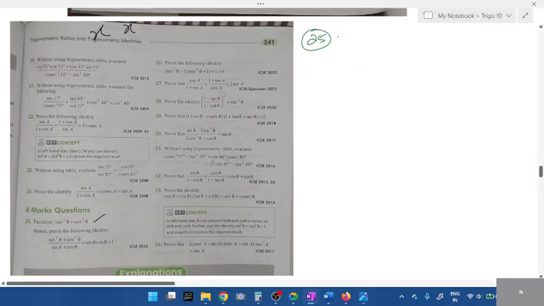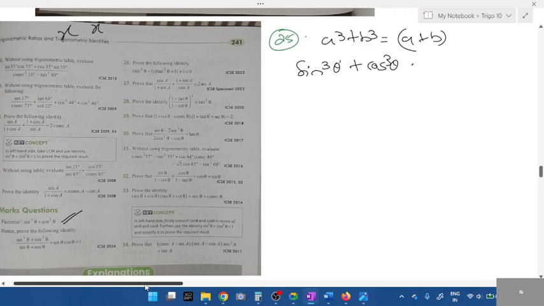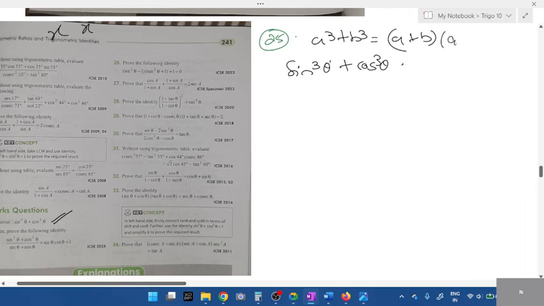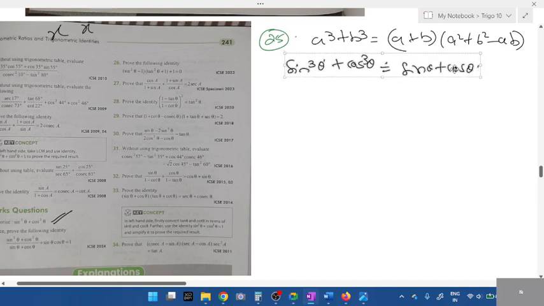Look at this 25th cube question. What is the cube question given? Factorize sin cube theta plus cos cube theta. How do you factorize it? Just write the formula. What is a cube plus b cube? Yesterday I gave you a plus b into a square minus ab plus b square. So just factorize this. What do you get? Sin theta plus cos theta. Substitute, students. Find the answer.